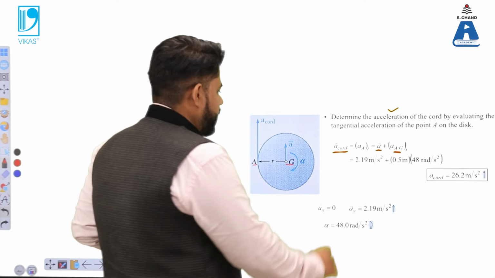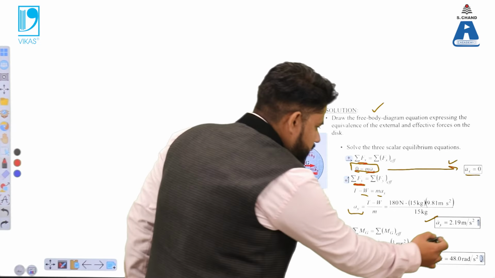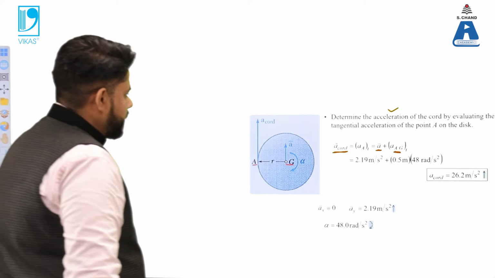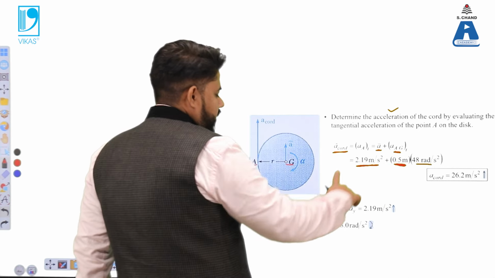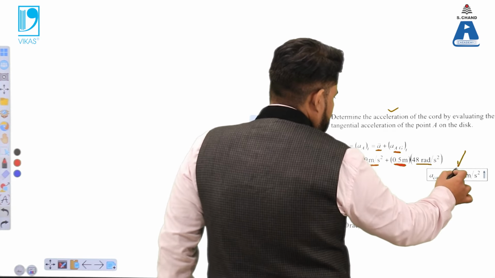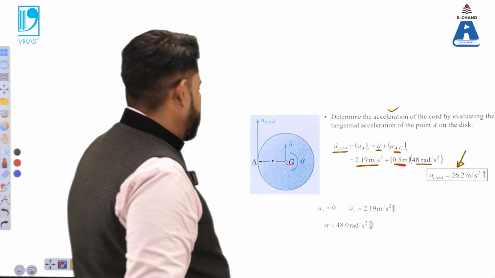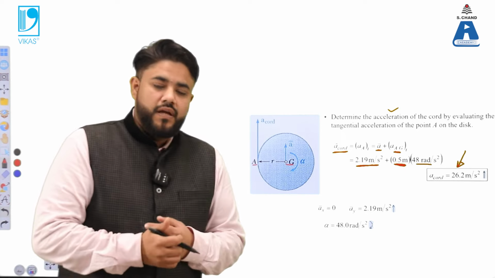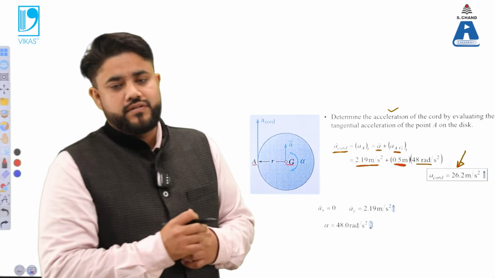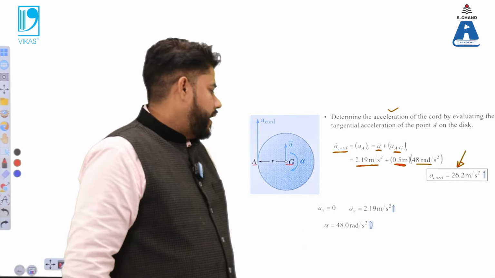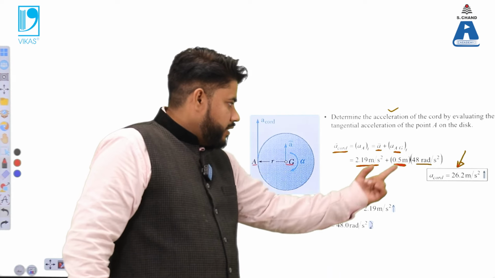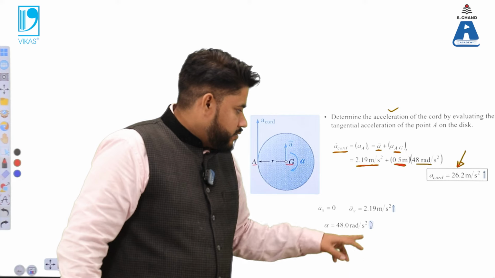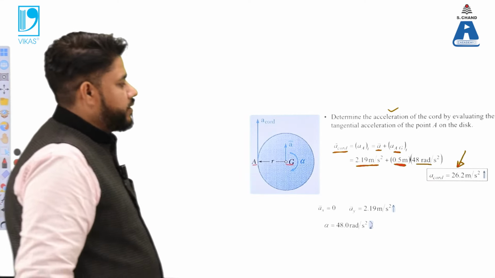One component we have already seen in the previous aspect, that is 2.19, which is in the y direction. Its effect, along with the chord distance and the angular velocity, is to be taken into consideration. For the chord, we have calculated this value, which is 26.2. The chord would have an effect due to the y component of the acceleration, which is to be added. So we got the x component of this acceleration as 0, the y component as 2.19, and the angular acceleration value is 48 radian per second squared, and the acceleration in the chord we have calculated like this.